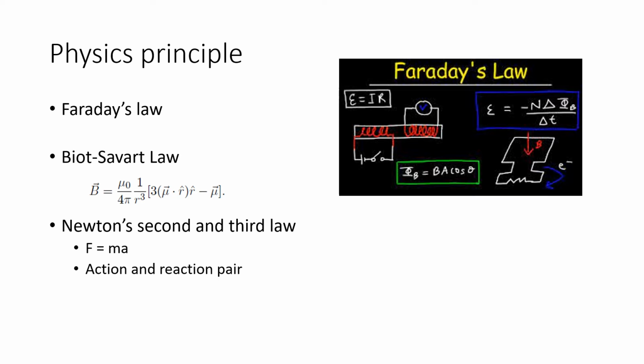So the physics that are involved in this lab are Faraday's law, Biot-Savart law, and Newton's second and third law. So we first use the Biot-Savart law to calculate the magnetic field, and then apply that magnetic field value into our Faraday's law to get our delta T from our computational model. And then we use Newton's second law to constantly update the force and the position of the magnetic bar, and then Newton's third law, the action and reaction pair law, to calculate the force that the aluminum foil exerts on the bar magnet.